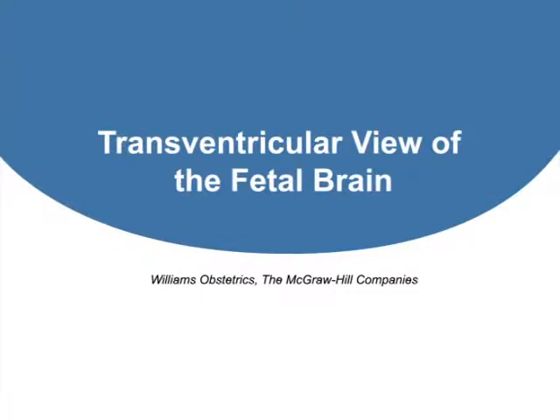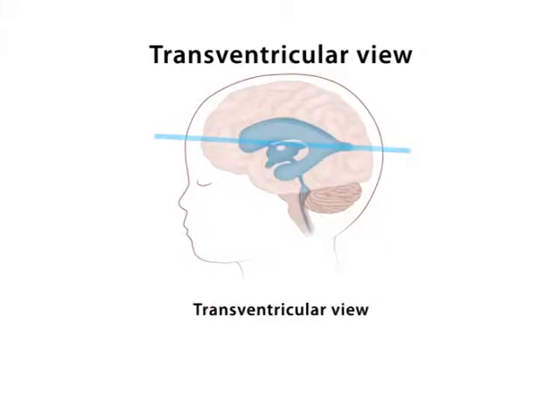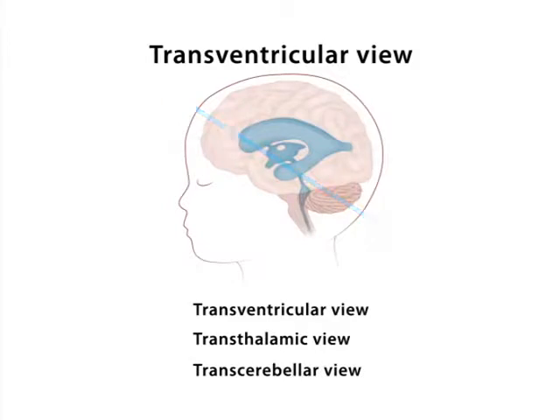Transventricular View. During standard obstetrical ultrasound examination, several views are needed to image desired intracranial structures. These include the Transventricular View, Transthalamic View, and Transcerebellar View. The Transventricular View is discussed here.